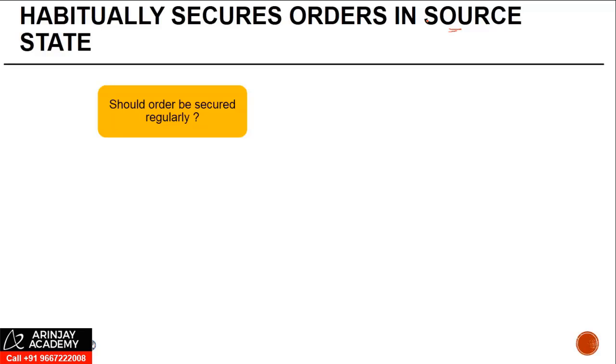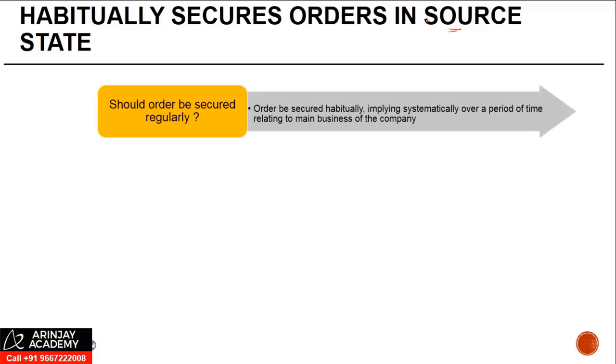But then some questions which come up is, should the orders be secured regularly? The use of the word habitually indicates that the orders have to be secured habitually, which means systematically over a period of time, and the orders should relate to the main business of the company. If it is relating to some admin work, that is not considered as securing orders.